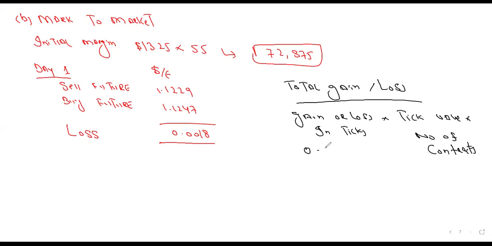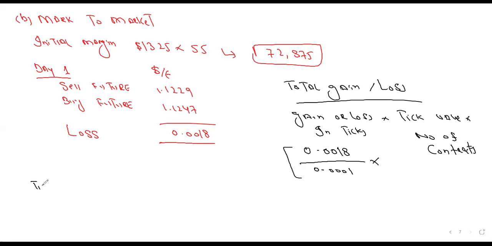You will take this loss, 0.0018, and divide by the tick size given. In this question, the tick size given was 0.0001. This loss will be converted into ticks. In this question, what was the tick value, guys? Was this given in the question or not?